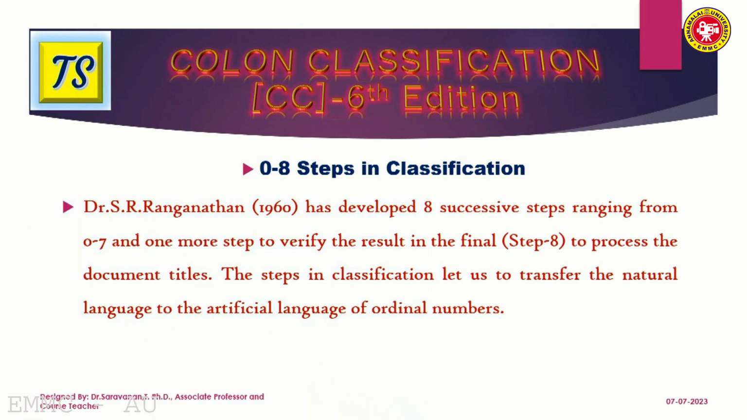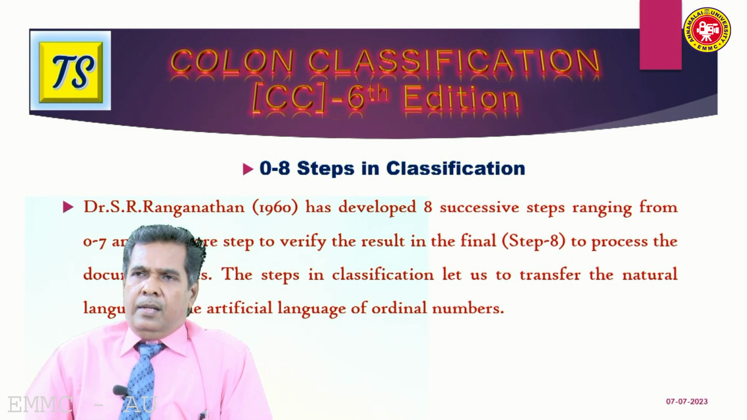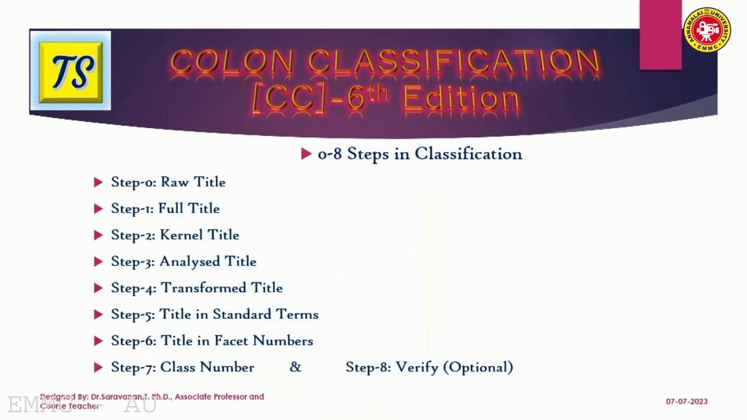In the year 1960, Dr. S. R. Ranganathan developed the successive steps. The document Prolegomena to Library Classification and other editions have been released in various years. The 6th edition was released in 1960 along with other reprints. You can find these steps there. You must follow these steps to understand all the techniques related to colon classification. The step names have been identified here.